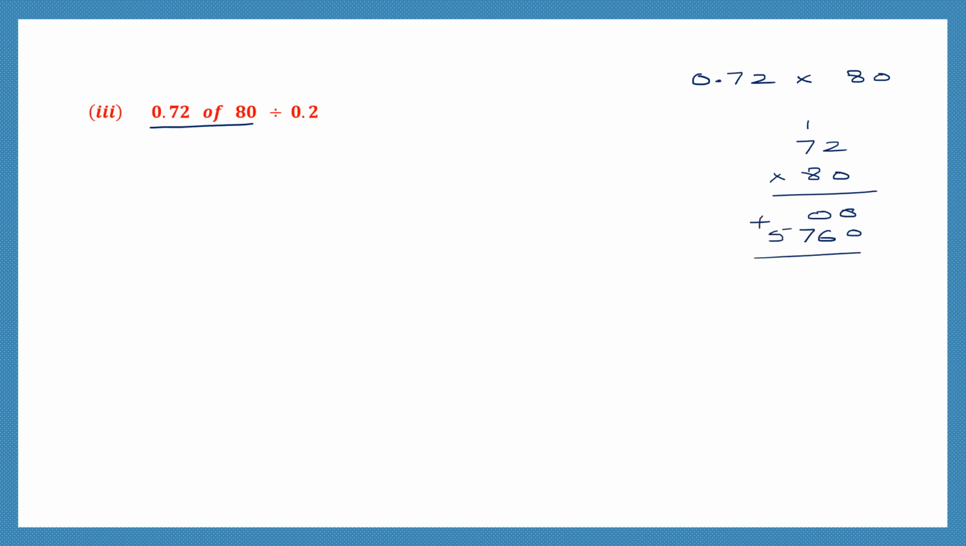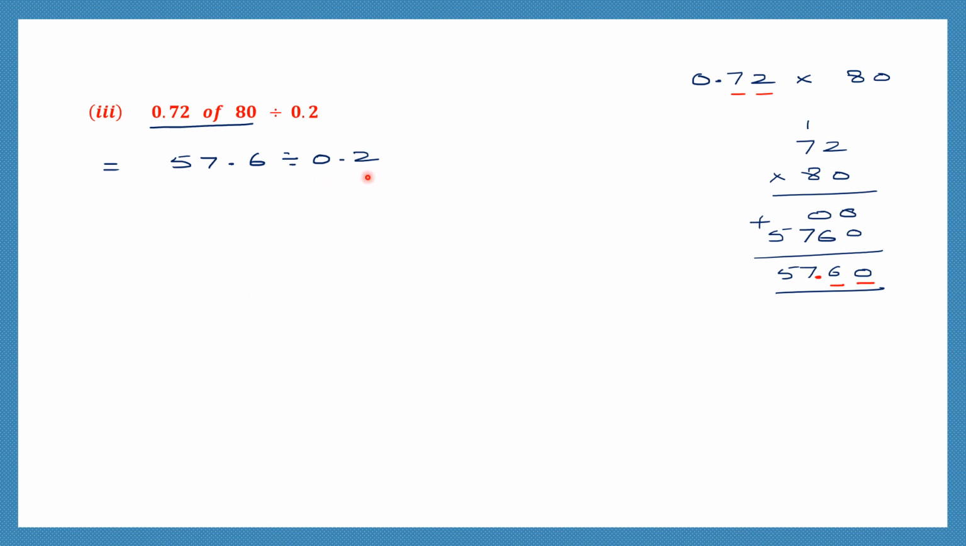So let's add this up. So we have 0, 6, 7 and 5. Now in the question, the number of decimal places is 1, 2. In our answer also 1, 2, and the point comes here. So here what do we have? We have 57.6 divided by 0.2. So here as we can see again the divisor is a decimal number.